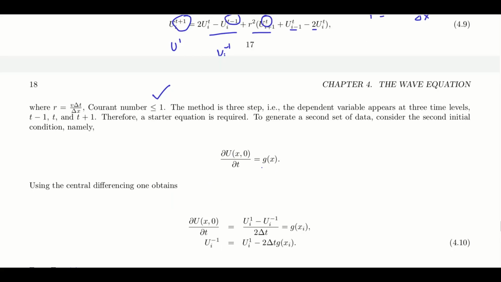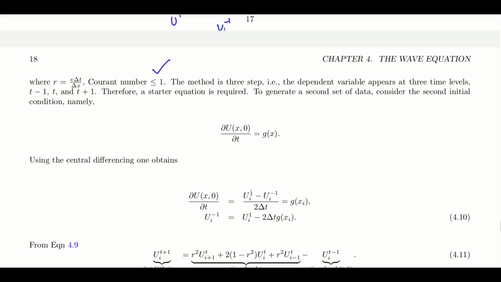Let us use the second order accurate first derivative del u del t. That means u_i at time t equals 1 and u_i at t minus 1, because at t equals 0, on one hand there is a t equals 1 point, and on the other hand there is t equals minus 1. That is called the central difference approximation, that is u_i^1 minus u_i^-1 divided by 2 delta t, which is given as g at point x_i, valid at all points over the x-axis.